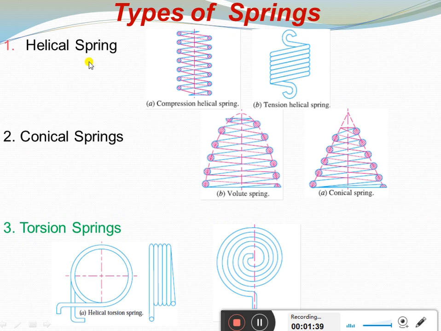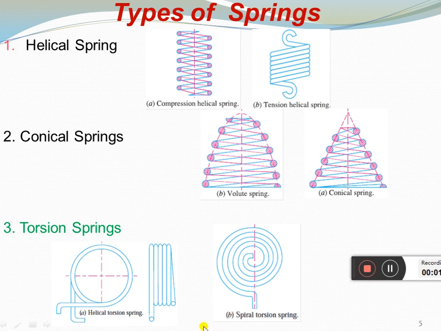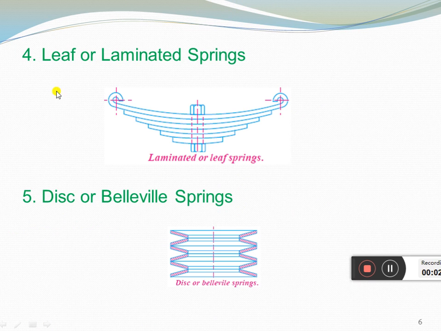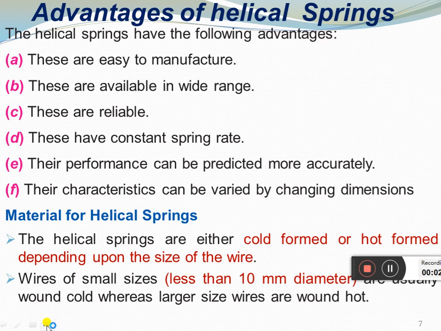So these are the types of spring: helical spring, conical spring and torsion springs. Here is shown the different types of helical spring. There is compression helical spring, tension helical spring, conical spring, volute and conical, and torsion spring, so helical torsion and spiral torsion spring, and leaf spring or laminated spring, and disc or Belleville spring. So these are the different types of springs available.